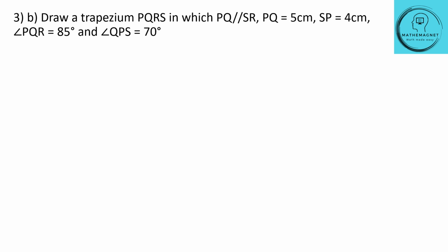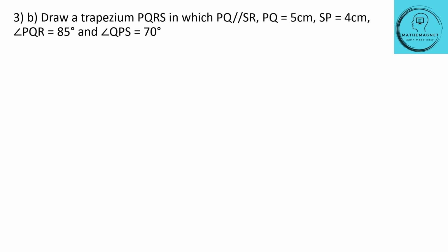Let's look at the next question. 3b. Draw a trapezium PQRS in which PQ is parallel to SR, PQ equal to 5 centimeters, SP equal to 4 centimeters, angle PQR is equal to 85 degrees and angle QPS equal to 70 degrees. The main thing we need to remember here is that in a trapezium, only two sides are parallel to each other. And they're given: the two parallel sides are PQ and SR.